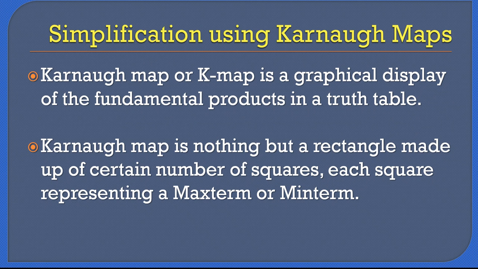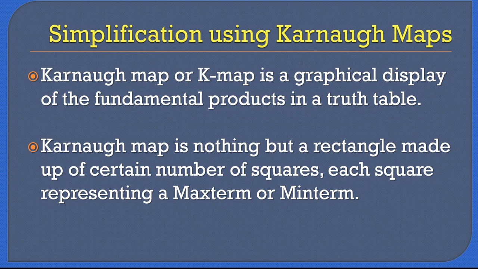First we will see some key points. Karnaugh Map or K Map is a graphical display of the fundamental products in a truth table. That is, it is a different way of preparing a truth table. You already discussed the truth table, how to create it and how to get the results, that is, based on input, how to get the output. In the same way, in a K Map you are going to display the truth table in a graphical way. So we'll be discussing it one by one.